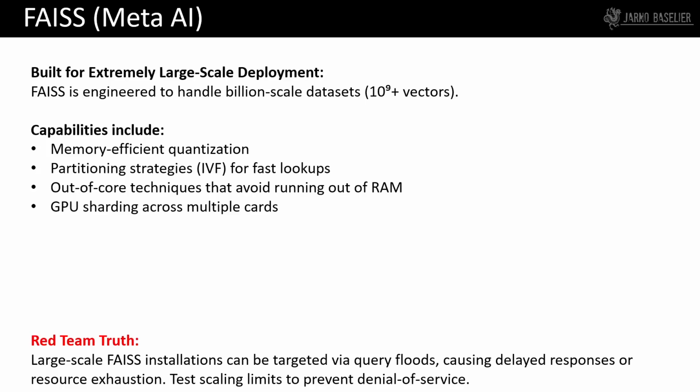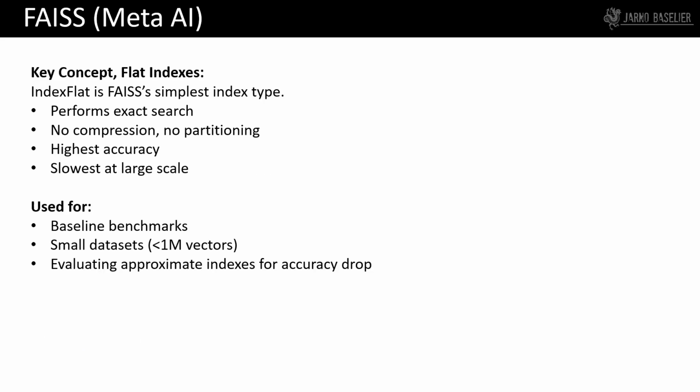So FAISS is built for extremely large-scale deployment. FAISS is engineered to handle billion-scale datasets. Capabilities of FAISS include memory-efficient quantization, partitioning strategies, IVF for fast lookups, out-of-core techniques that avoid running out of RAM, and GPU sharding across multiple cards. For red teams, large-scale FAISS installations can be targeted through query floods, causing delayed responses or resource exhaustion. Test scaling limits to prevent denial of service. This is one thing we as a red teamer can do.